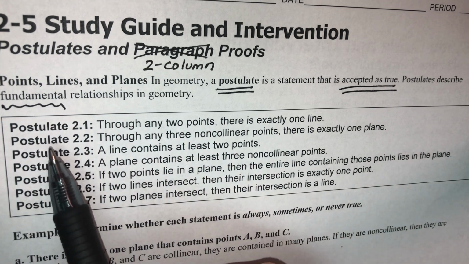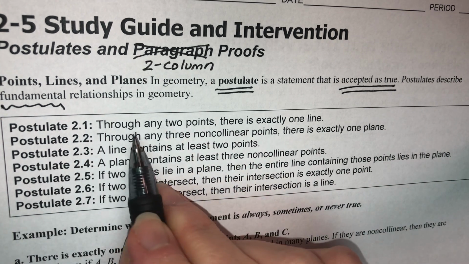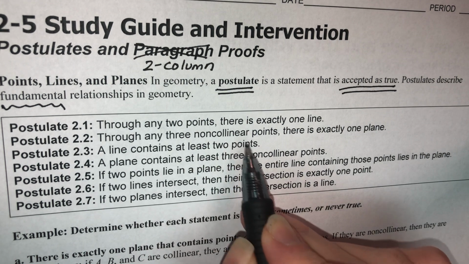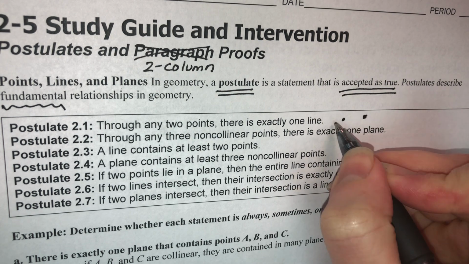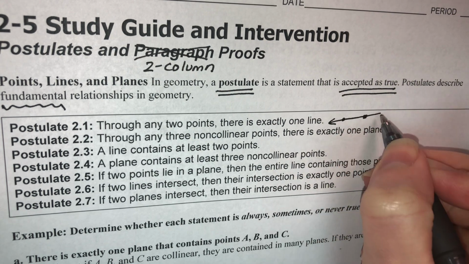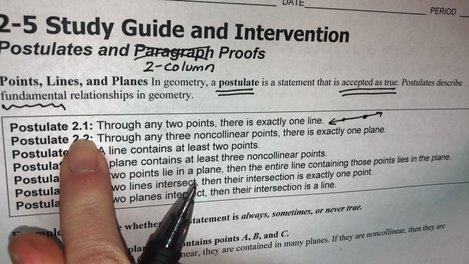So the first one here, postulate 2.1, says, through any 2 points, there is exactly one line. All right, so I want you to imagine 2 points drawn. Could you draw different lines that pass through those 2 points? I don't think so. That's a pretty basic concept. If you have 2 points, you draw a line, that makes one line. Okay, that's our first postulate.